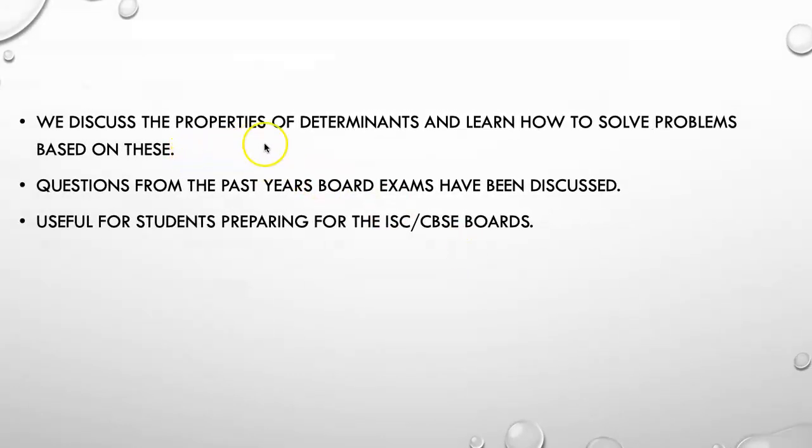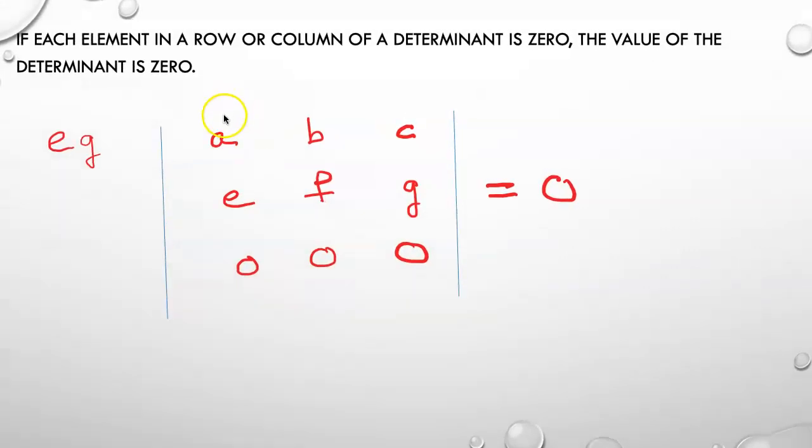So here we discuss the properties of determinants and learn how to solve problems based on these. So we first come to a few properties. If each element in a row or column of a determinant is 0, the value of the determinant is 0. Here we assume that a student knows how to expand a determinant and the video is more problem oriented. It focuses more on solving problems.